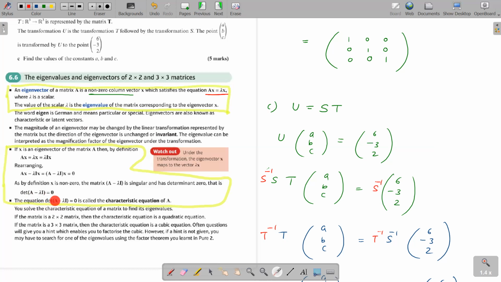Determinant of A minus lambda I equals 0. This equation is called the characteristic equation of A. Have a note of it. You must know all these, you must be able to use this. There are two main equations we use here. Ax equals lambda X is the first one, and the other one is determinant of A minus lambda I equals 0. These are the two main things that we use in this part.